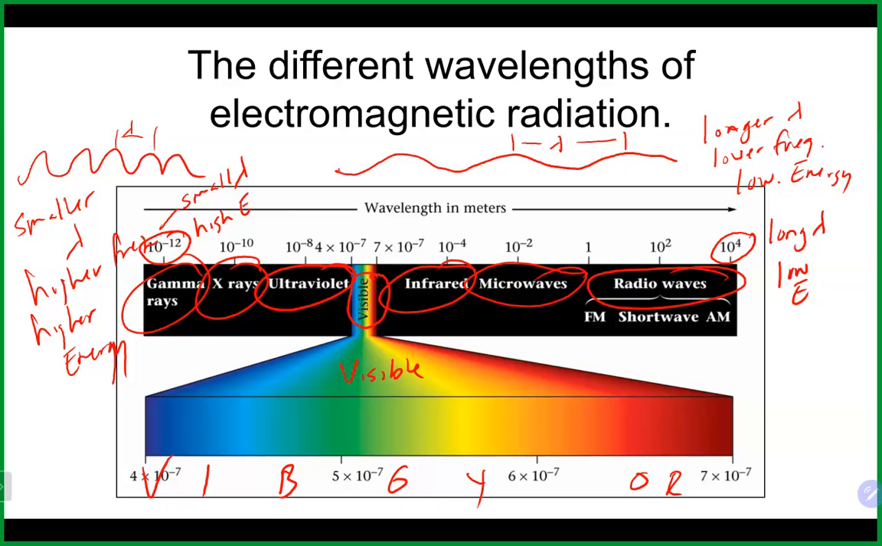Even the colors that we see have differences in energy. On that side, it's about 700 nanometers, and on this side, it's about 400 nanometers. Would red be higher or lower energy than, say, purple or violet? Red is a longer wavelength, which means it is actually lower in energy than violet over here.